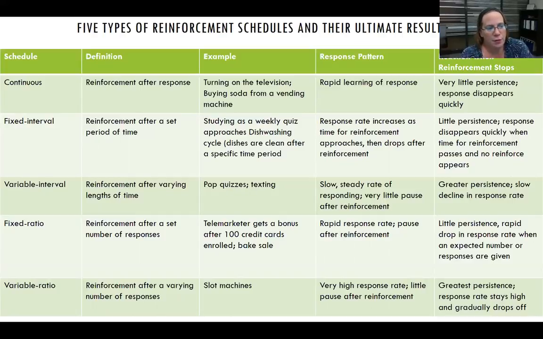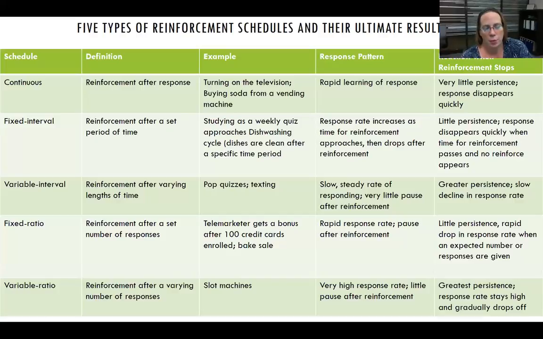So the fourth type is a fixed ratio, is reinforcement after a set number of responses. So this is different than the fixed interval. So interval has to do with time, fixed ratio has to do with a quantity. So after a set number of responses. Here's an example: a telemarketer gets a bonus after 100 credit cards are enrolled, or a bake sale is another example of a fixed ratio.